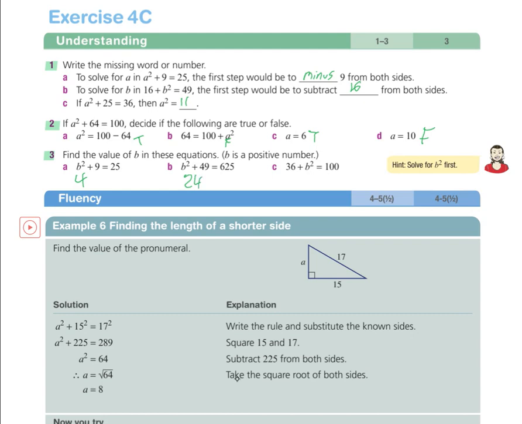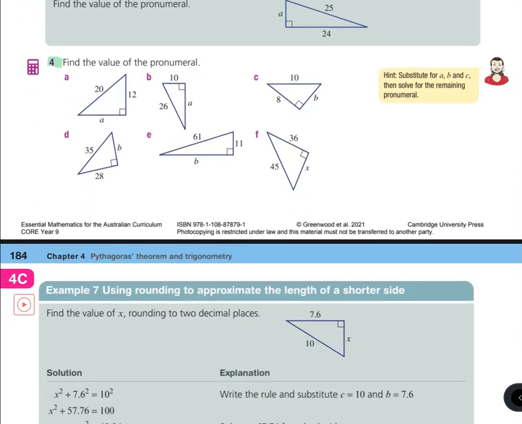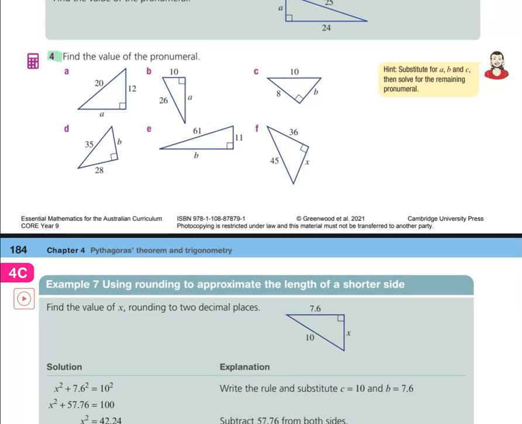36 plus b squared, this will be 64. This is a really well known one. But 100 take 36 will give you 64. And then the square root of 64 is 8. Alright, keeping on going. Find the value of the pronumeral.